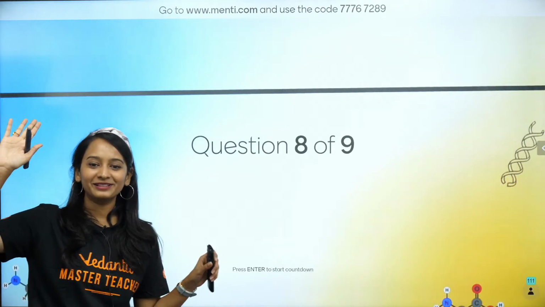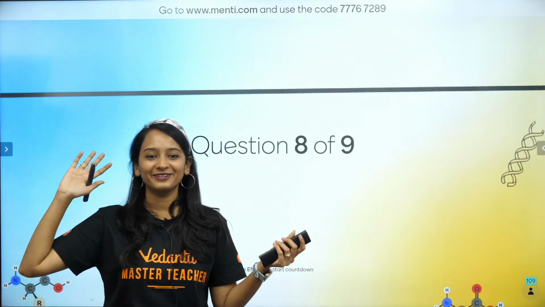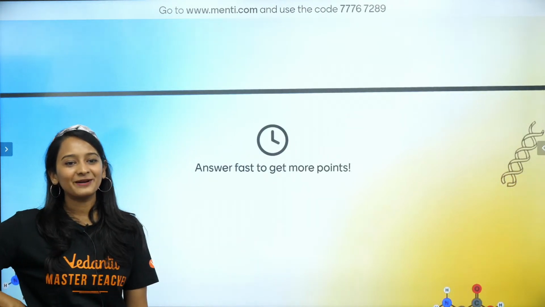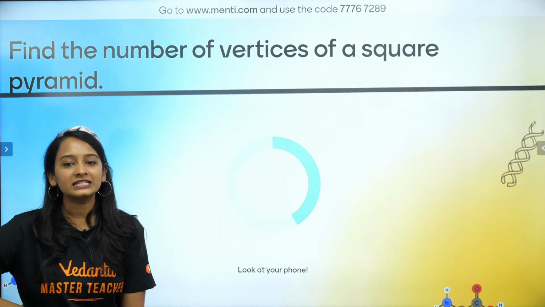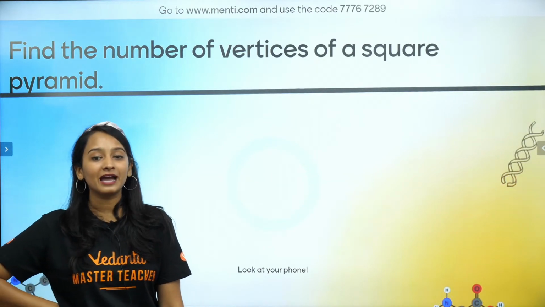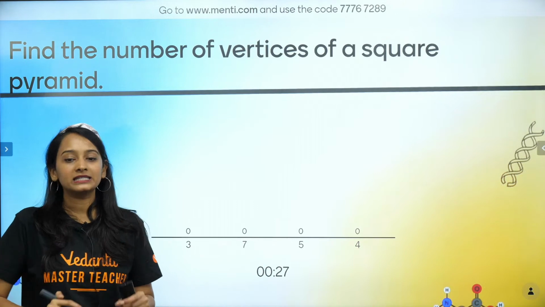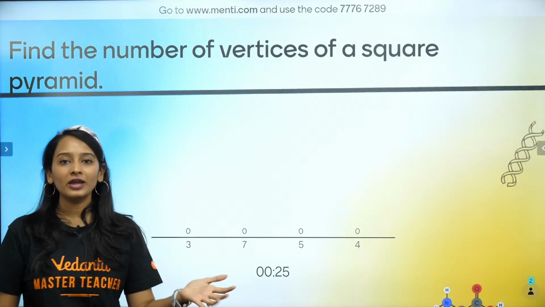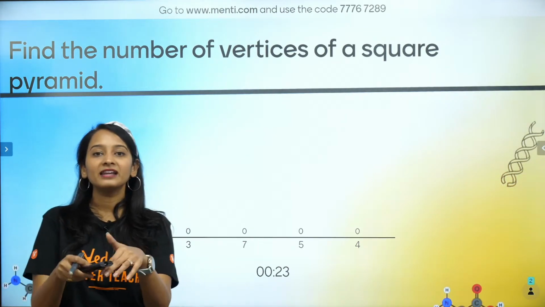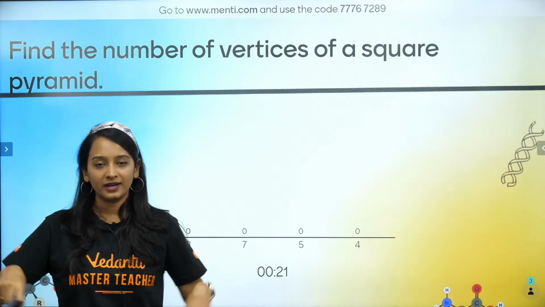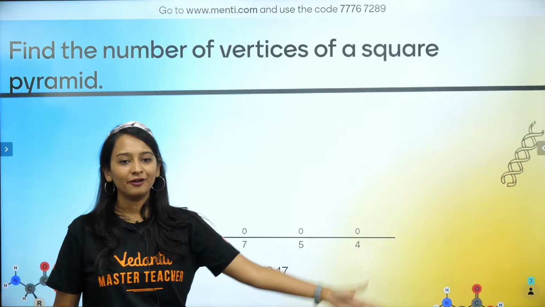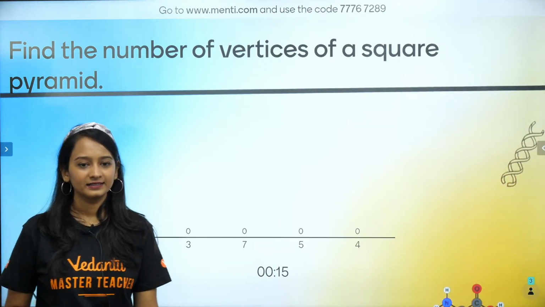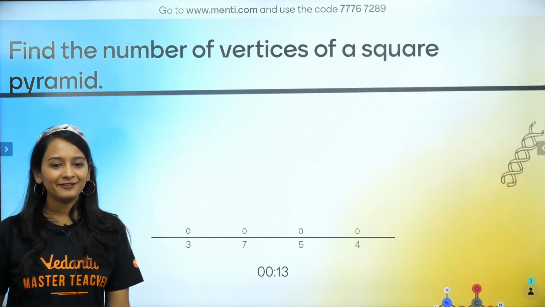It went to question 8. I mean from 5th to 8. What do I do now? Let's do question number 8, guys. Find the number of vertices a square pyramid has. How many vertices does a square pyramid have? A square pyramid is a pyramid where the base is in the form of a square. So how many vertices are there? 3, 7, 5 or 4? 3, 7, 5 or 4?